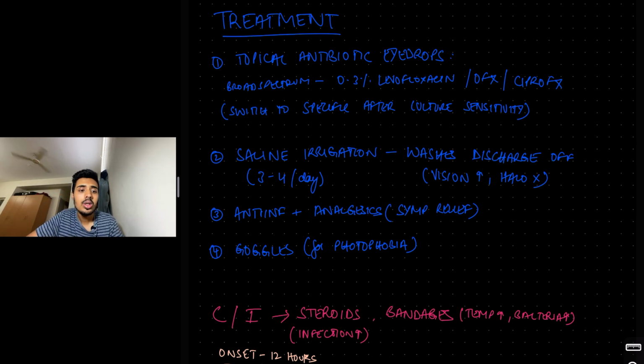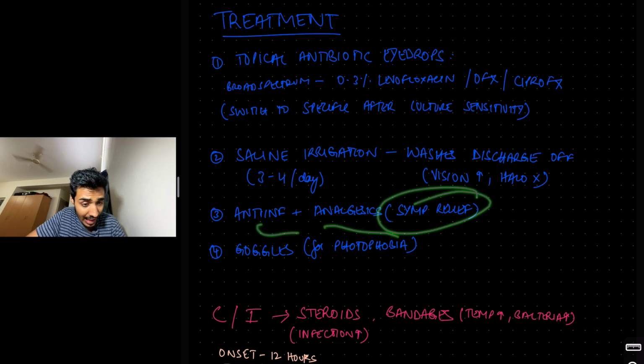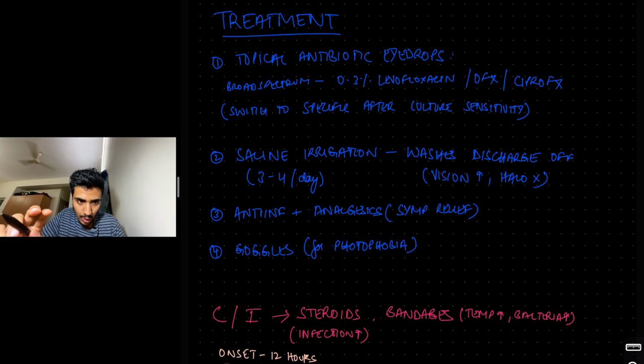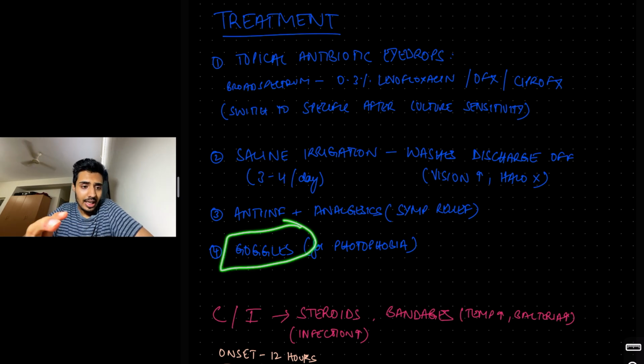And also, to treat the symptoms like itching, burning, and to reduce inflammation, you can give anti-inflammatory analgesics for symptomatic relief. And to reduce the photophobia, let's say conjunctivitis associated with photophobia, then you can also give dark goggles. It will reduce the amount of light entering.